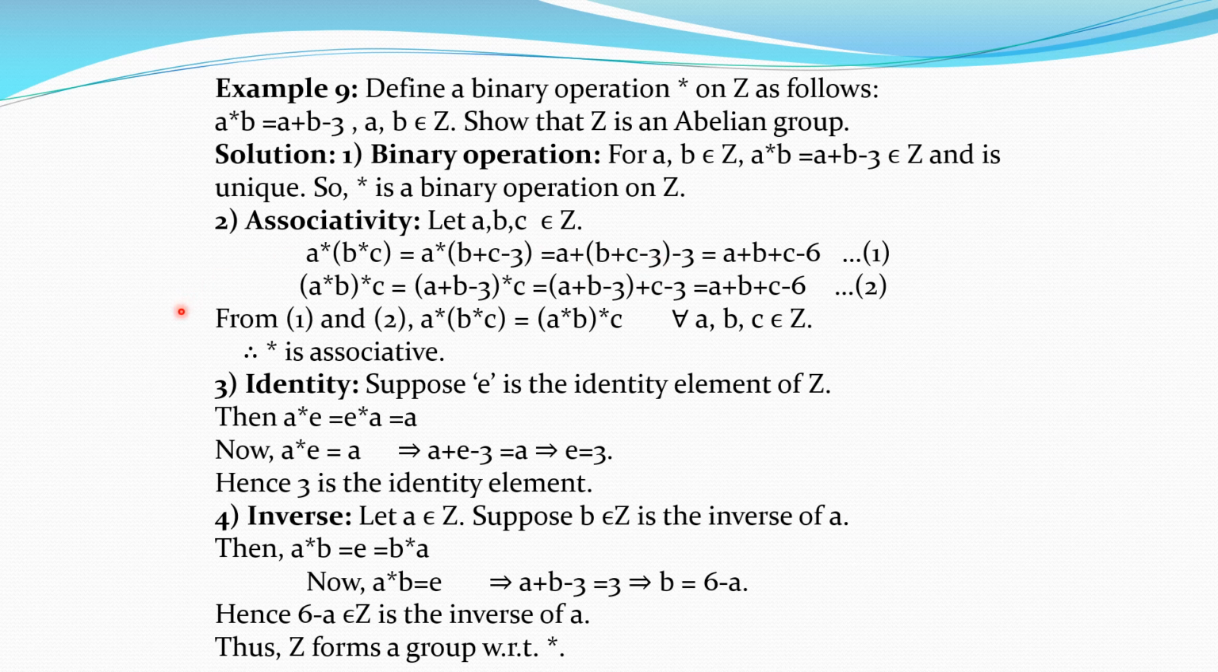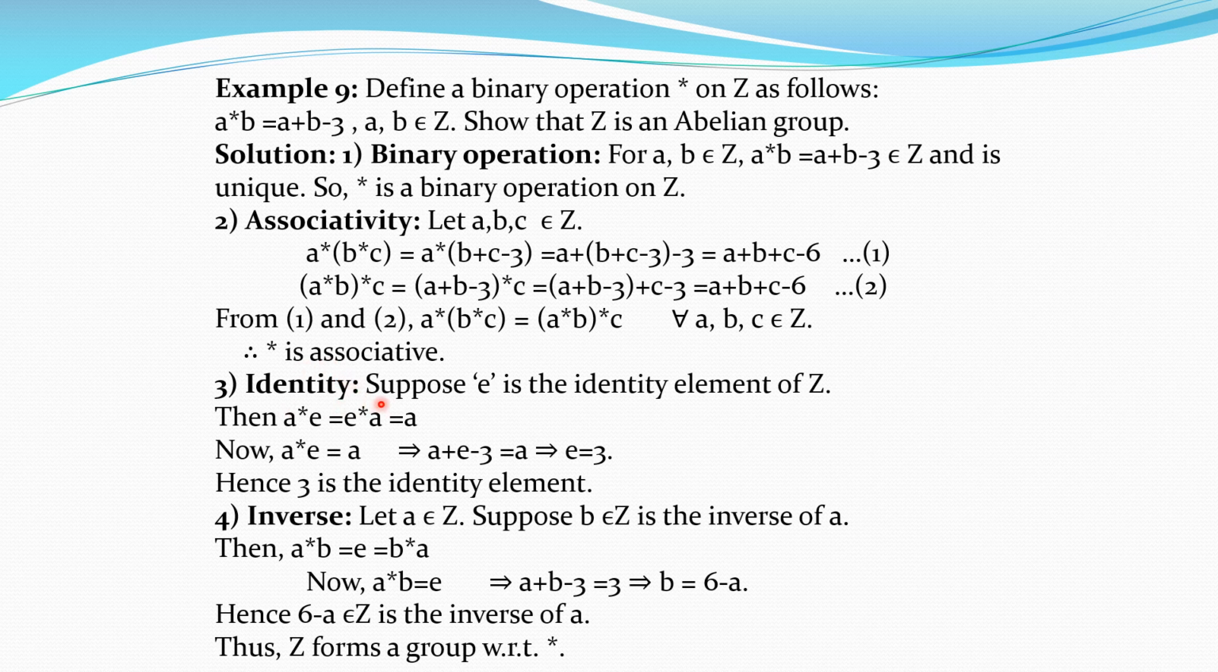Now, the other side is (A star B) star C. Using the definition of star in the first bracket, this is (A plus B minus 3) star C. Now, it is equal to the first element A plus B minus 3, plus C minus 3, that is A plus B plus C minus 6. Now, observe the RHS of 1 and 2, both are same. Hence, in general, for all A, B, C in Z, we get A star (B star C) is equal to (A star B) star C. Hence, star is associative.